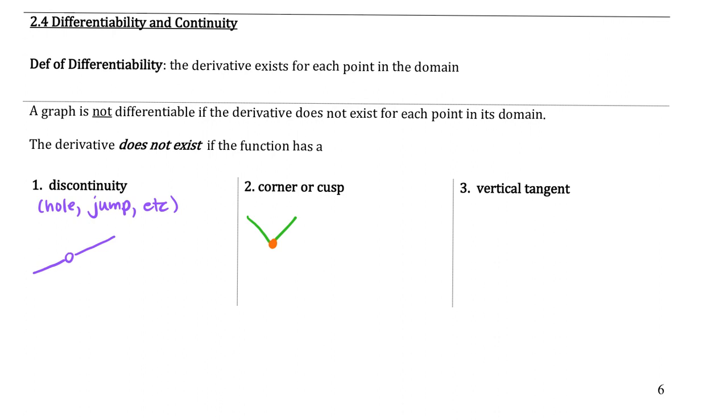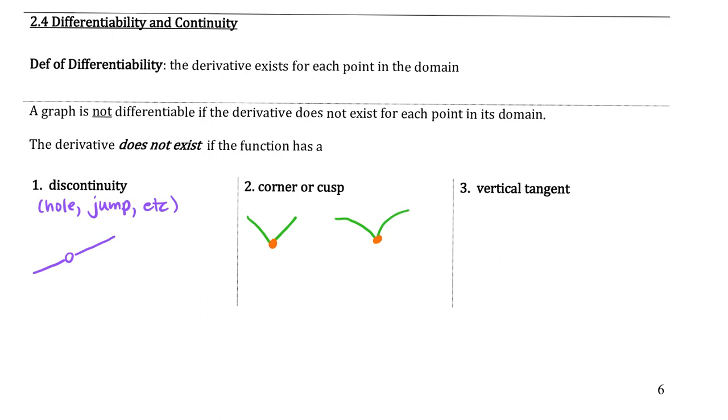The other thing is a cusp. A cusp is when there's a curve meeting a curve, so something like that. Okay, and again at this point right here, the derivative or the slope on the left is coming down like this. It's definitely negative, probably negative infinity. In this direction, it's going towards positive infinity. Since the slope on the left and right do not match, the function is not differentiable at that point.